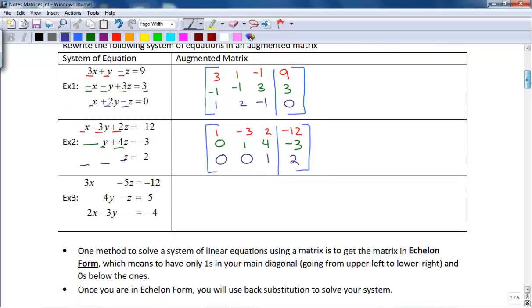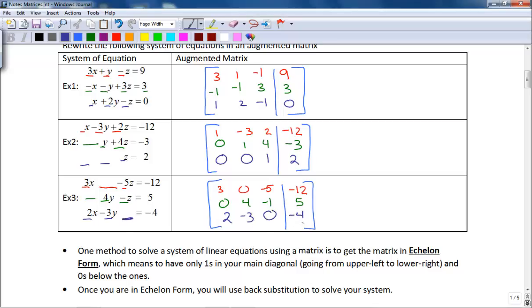All right, let's do the very last one. Same thing, write the augmented matrix for the linear system in example 3. We open up our brackets. The vertical bar goes closer to the right side. For the first one, I have 3. I don't have a y, so I need a 0 placeholder for the y, negative 5, and then answer of negative 12. Second row, I don't have an x, so I need a 0 placeholder for x, then 4, negative 1, answer of 5. Last one, I have 2, negative 3. I don't have a z term, so I need a 0 placeholder, then the answer of negative 4. So the augmented matrix for example 3 is 3, 0, negative 5, negative 12, 0, 4, negative 1, 5, and 2, negative 3, 0, negative 4.